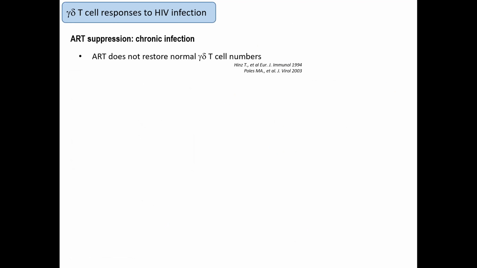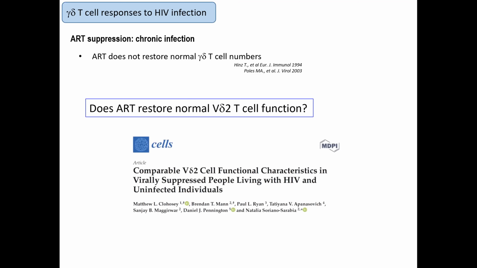And then what happens after antiretroviral therapy is introduced? In chronic infection, we know that antiretroviral therapy does not restore normal gamma delta T cell numbers. And there were mixed or controversial results about whether or not ART restores VD2 T cell function. So we published this paper last year, Brendan, in collaboration with Matt from UNC, from before I moved here.